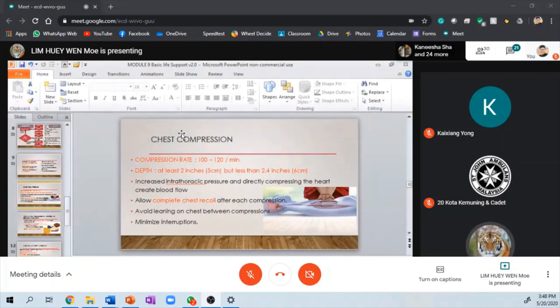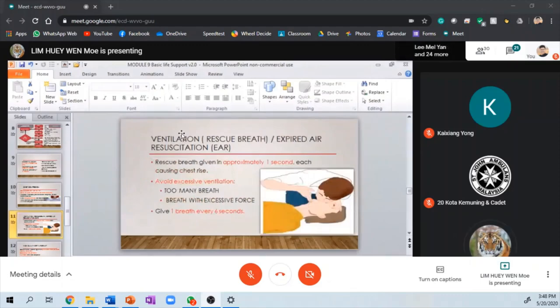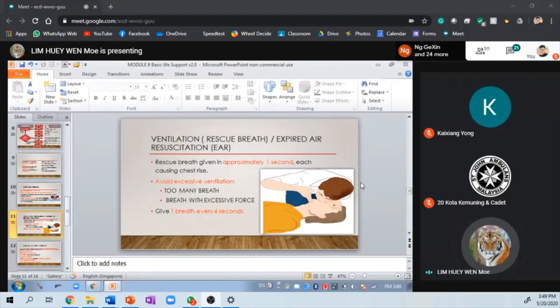So after high quality CPR is ventilation. Ventilation also stands for rescue blow. For every rescue blow, you must give approximately 1 second each, causing the chest to rise. You must avoid excessive ventilation, which is too many breaths or a breath with excessive force. So you must give one breath every 6 seconds.